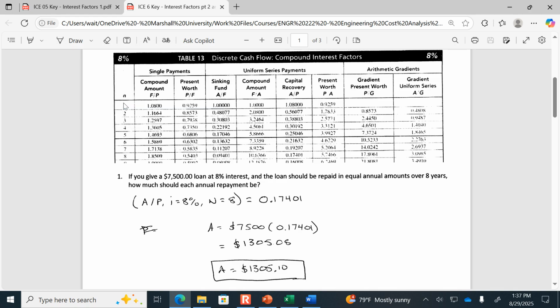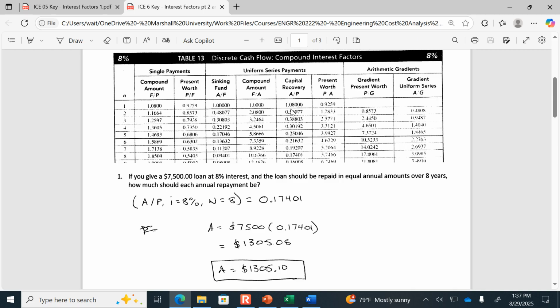If I can interrupt just briefly, let's look at 1 and 2 together, and then I'll give you some more time on problem 3, just to make sure we're all on the same page with the first problem. You give a $7,500 loan at 8% interest, and the loan should be repaid in equal annual amounts over 8 years. How much should each annual repayment be? So that's find A given P, i equals 8%, N equals 8. That's how we summarize this problem type.